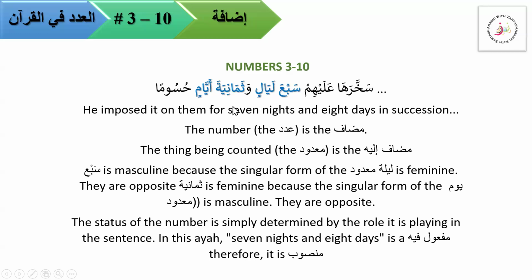So the status of the number is simply determined by what role it is playing in the sentence. In this ayah, we see the 7 nights and the 8 days are maful fihi. So that is why sab'a and thamaniya are in the state of nasb. And we can see here layal has a singular form, layla, and layla is feminine. That is why the number is masculine. For ayyam, the singular form is yawm. Yawm is masculine. That is why the adad here is in the feminine form. So this is for the numbers 3 to 10.